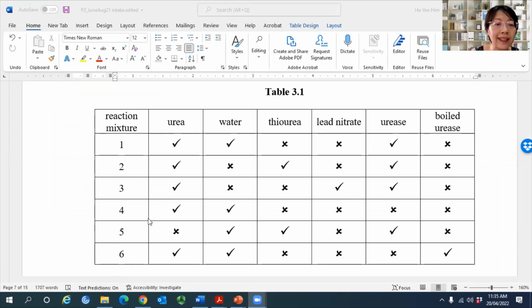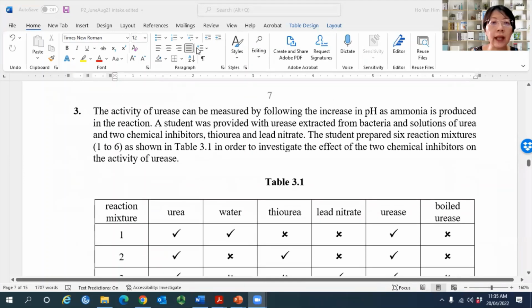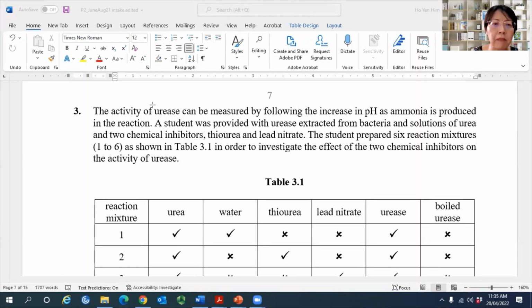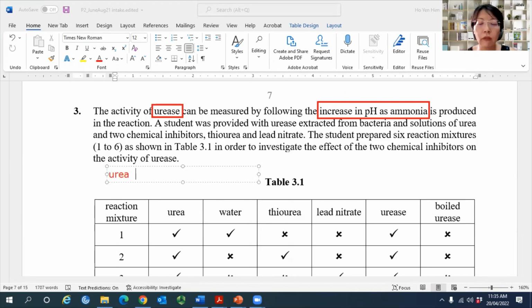The student prepares 6 reaction mixtures, and these are the compositions of the 6 reaction mixtures. The passage already says that this is an experiment that measures urease activity, and that when the reaction occurs, there's an increase in pH because ammonia is being produced. So every time you see an enzyme-catalyzed reaction, the best approach is to write down the equation of the reaction first.